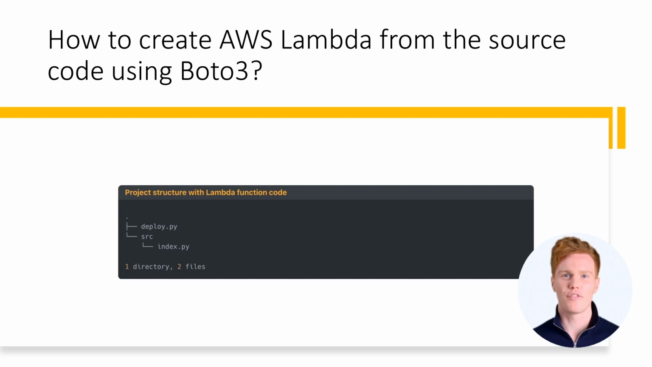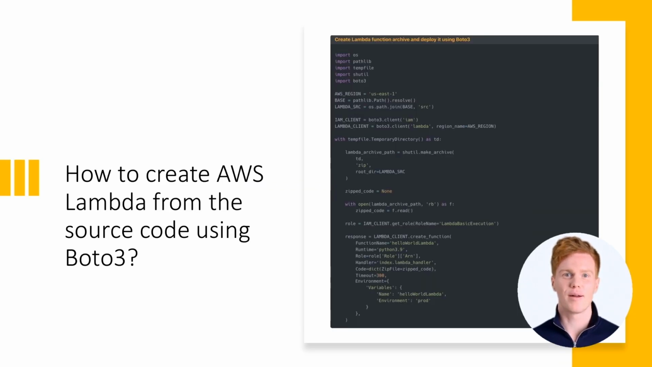Now, let's consider the following project structure as an example of deploying the Lambda function from the source code. Here, we have a deploy script responsible for the Lambda deployment and the src folder containing the Lambda function source code. Here's an example of the script.